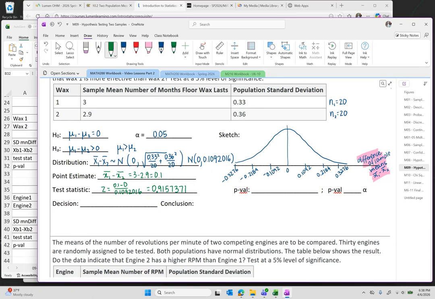And then I want to find the p-value and compare it to alpha. So for that, in Excel, I can use the normal function. First of all, let's sketch where our point estimate is. Our point estimate was here at 0.1. And the p-value is the area on the right tail after that.